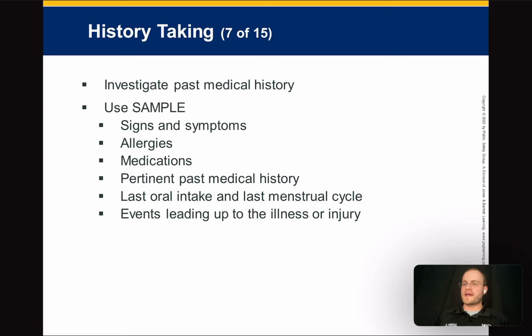So we'll investigate the past medical history. We use SAMPLE, okay, and it actually should go in this order, and I'll explain why. Signs and symptoms, what's going on today, right? Allergies. The reason allergies is way up high in the algorithm is because if they go unconscious, we need to know what they're allergic to really quickly. The rest of this is important, but what's going on today? Are you allergic to any medicine? That's what I really need to know from you before you go unconscious, okay?